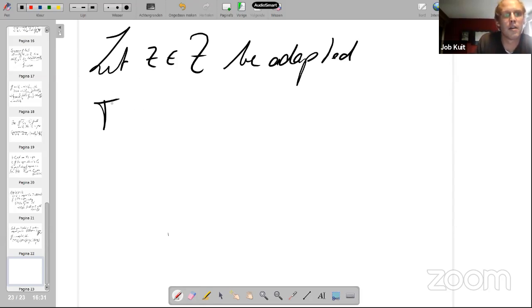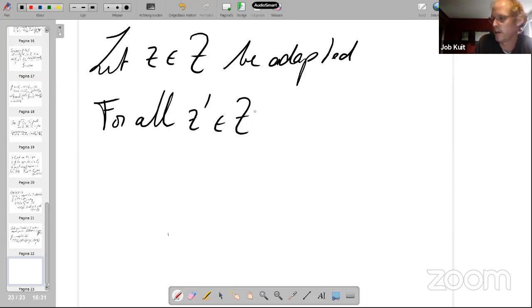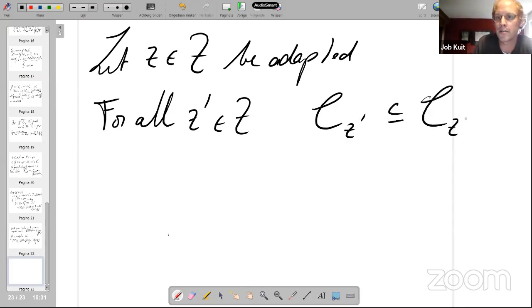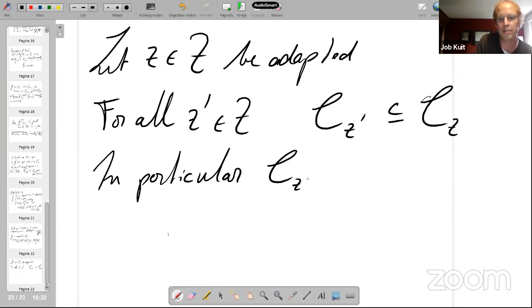Then for all other points Z prime, we actually get a relation on these compression cones. The compression cone for Z prime is going to be contained in the compression cone for Z. So the compression cones for adapted points are the biggest ones, and this also makes them unique. They're all the same for all adapted points. So in particular, this compression cone for Z is the same for all adapted points.